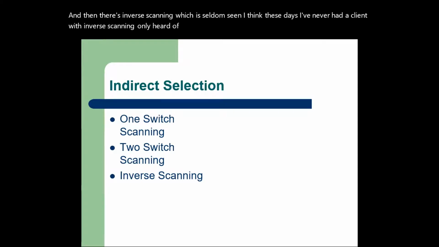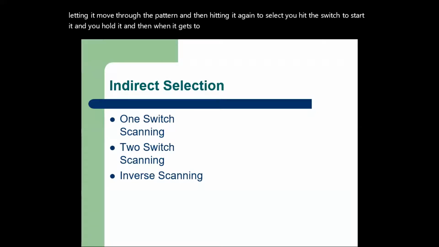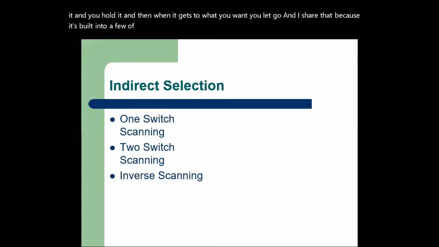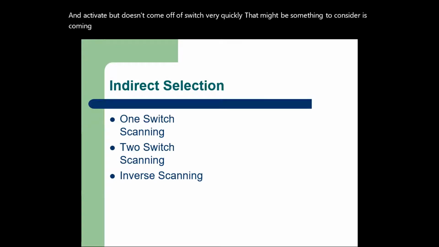But inverse scanning is, instead of hitting a switch and then letting it move through the pattern and then hitting it again to select, you hit the switch to start it and you hold it. And then when it gets to what you want, you let go. And I share that because it's built into a few of the different devices, and it's something important to know that if a person can activate but doesn't come off a switch very quickly, that might be something to consider, is coming off at a second point when it's timed.